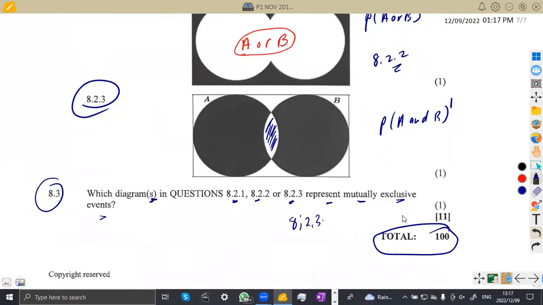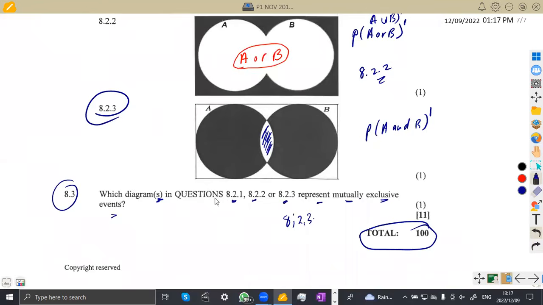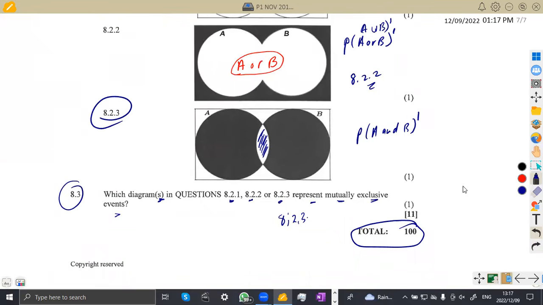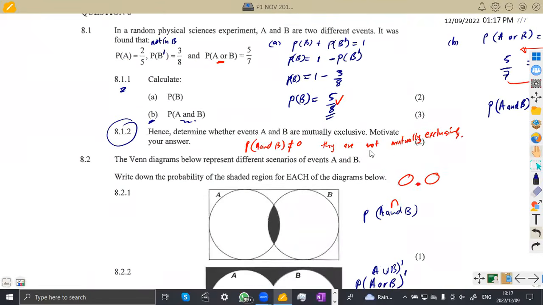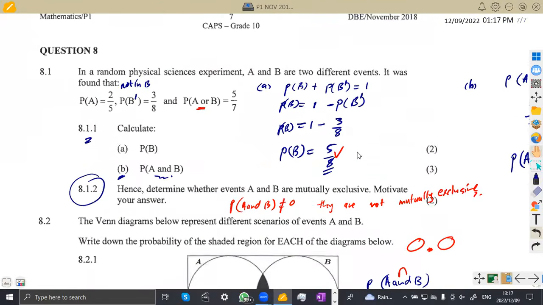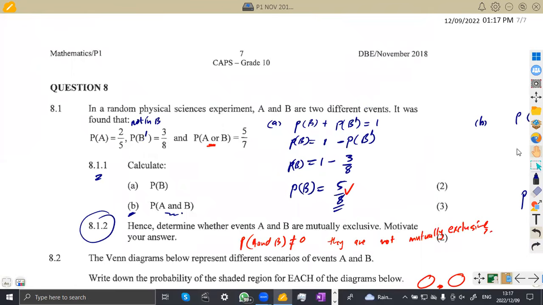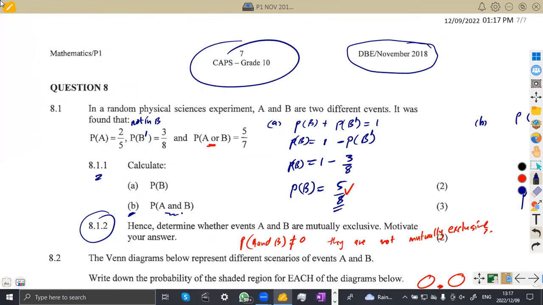All you need, guys, is to work on mathematics, revise as much as you can. So I think with the explanations that we have and our textbooks and also working with question papers, we can actually do the best. So let's work from as many question papers as we can. So that's what you had, guys, from November 2018 DBE Mathematics Grade 10. Let's continue to revise as much as we can.